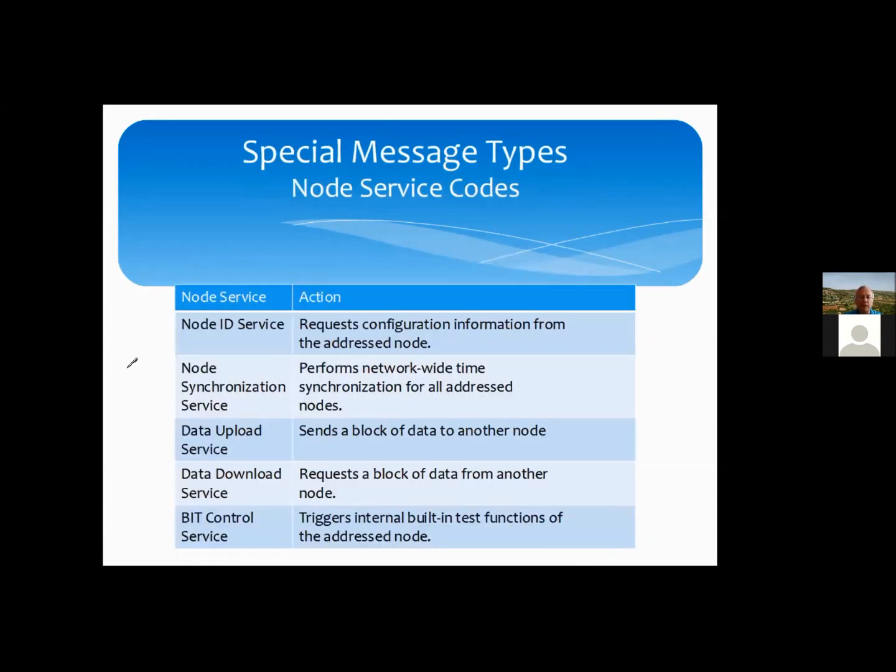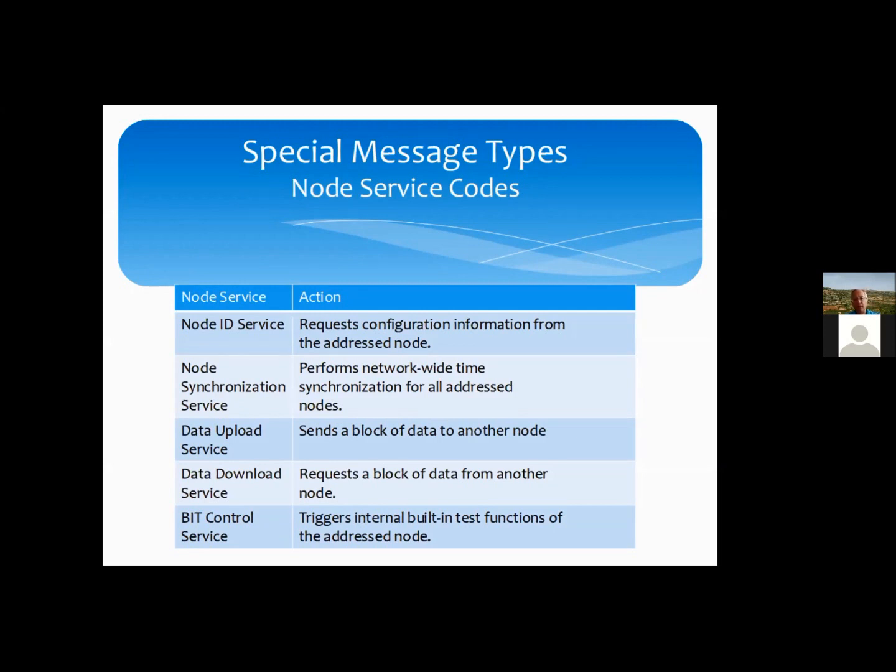Now, we had said at the very beginning that there are standard messages and there are special node service code messages. These are the housekeeping kind of things, such as node ID service, which is a way of every box identifying itself, saying who it is. Synchronization service is usually done by a broadcast, and it tells all of the boxes to reset their time tags so that they all know what it means when somebody sends out time, instead of each having their own clock.